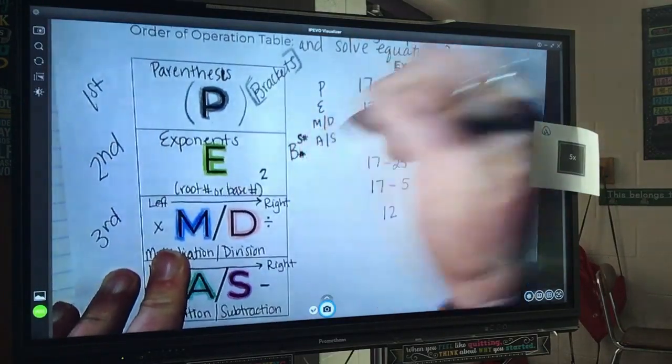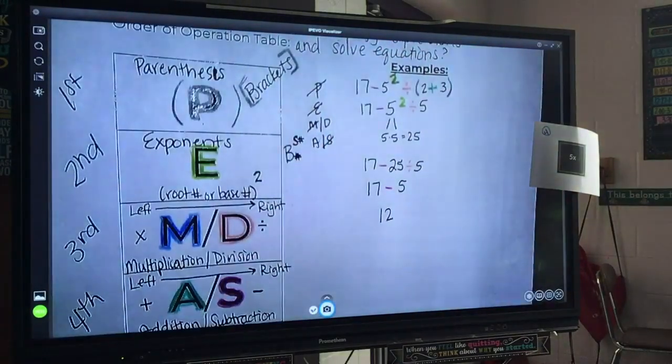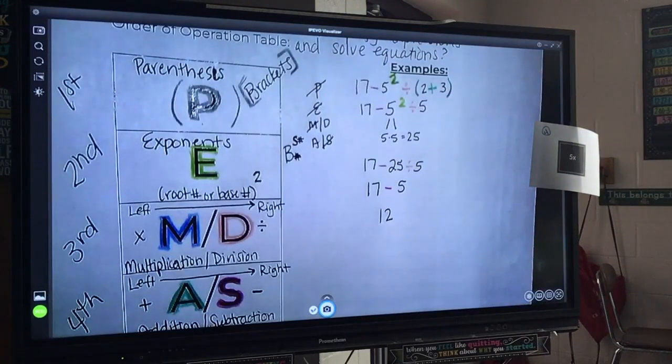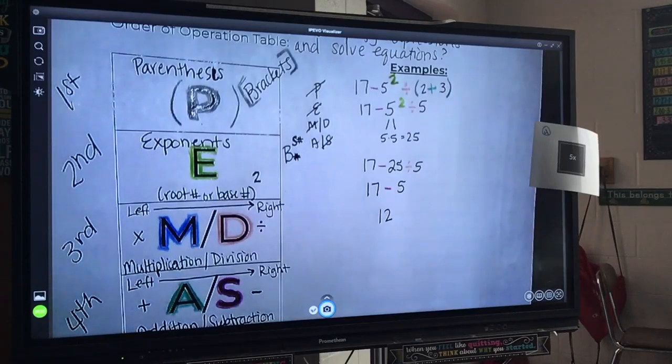Now, for those of us who struggle with the order, I do encourage you to write this next to your problem, and as you're going, you're crossing off the parts that you have. Not something you have to do, something that might help for those of us who are a little bit more visual than others. Alright, those are your notes. Put them into your notebook. I would highly recommend you leave them out.